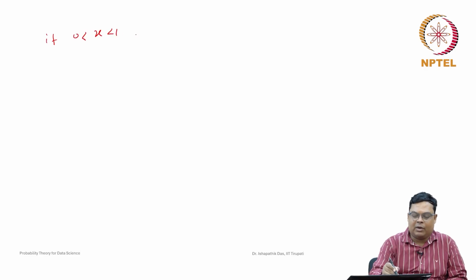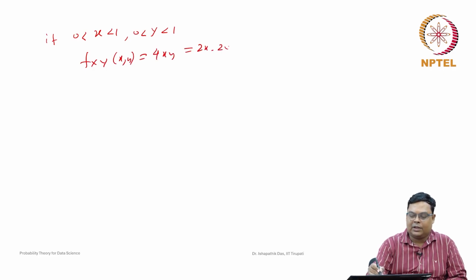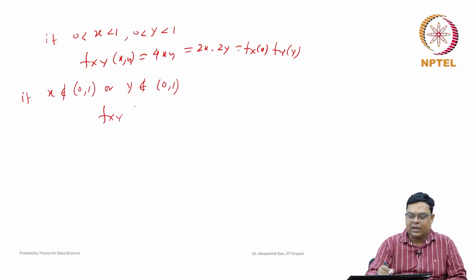Now we can observe that if x is between 0 and 1 and y is between 0 and 1, f_XY is 4xy, which is nothing but 2x into 2y, which is f_X(x) into f_Y(y). For any other region, if x or y does not belong to this interval, in one of these cases f_XY(x,y) is equal to 0, which is equal to f_X(x) into f_Y(y).